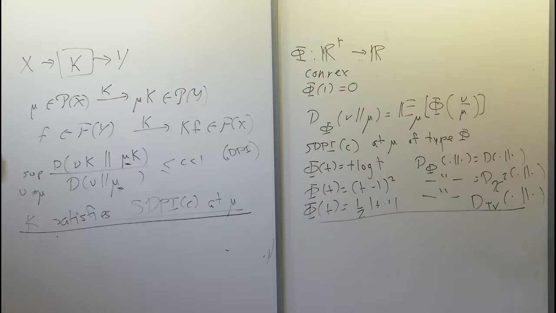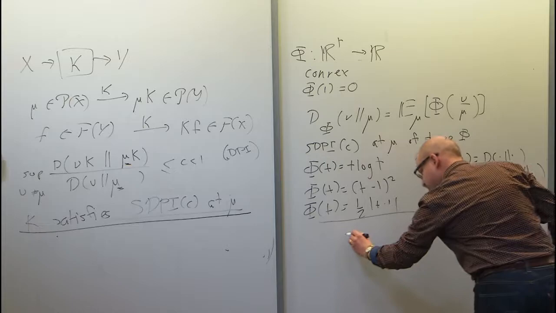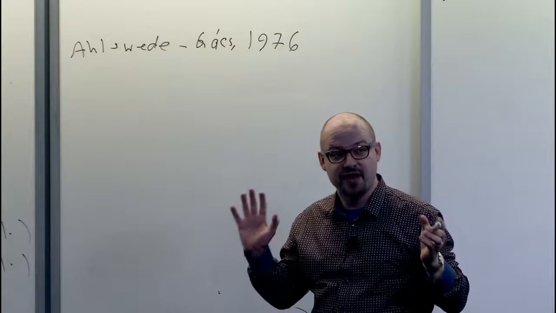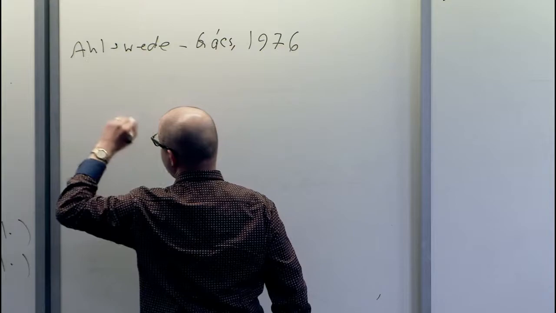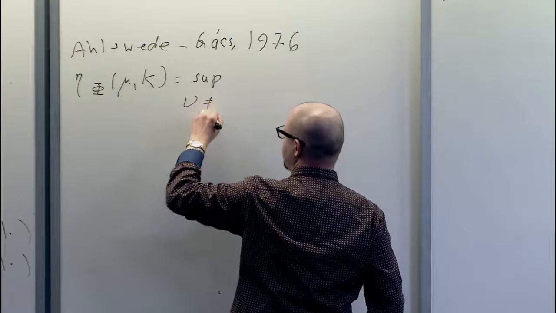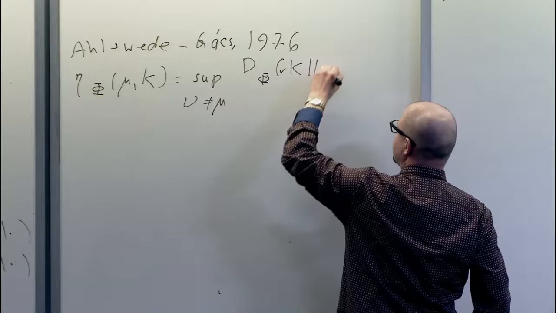The first paper I know of that explicitly considered it in the case of divergence is a remarkable paper by Ahlswede and Gács from the 70s, it's 76, right? Ahlswede and Gács, 1976. My handwriting is terrible. Among other things, and this is not the only result in the paper by far, they proved that, so let's define an SDPI constant, eta phi of mu and K, as the supremum over all nus that are not equal to mu of the ratio of the output to input phi divergences.